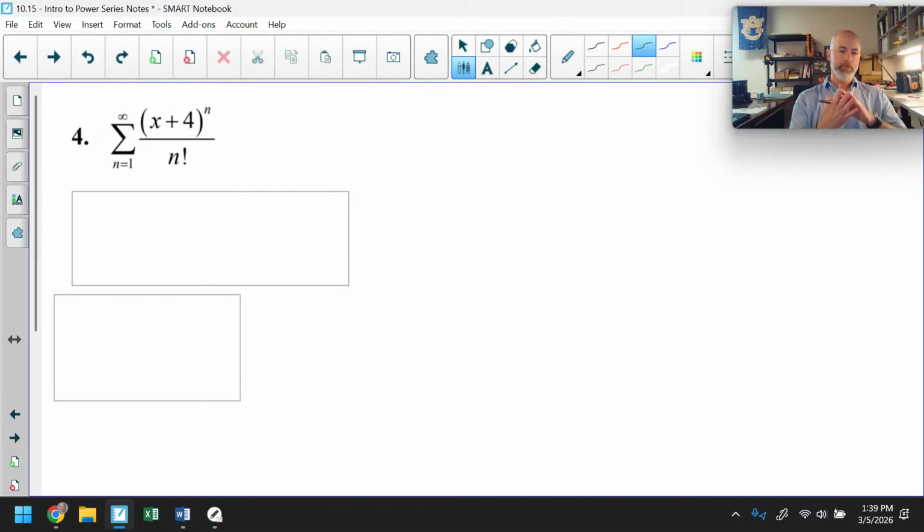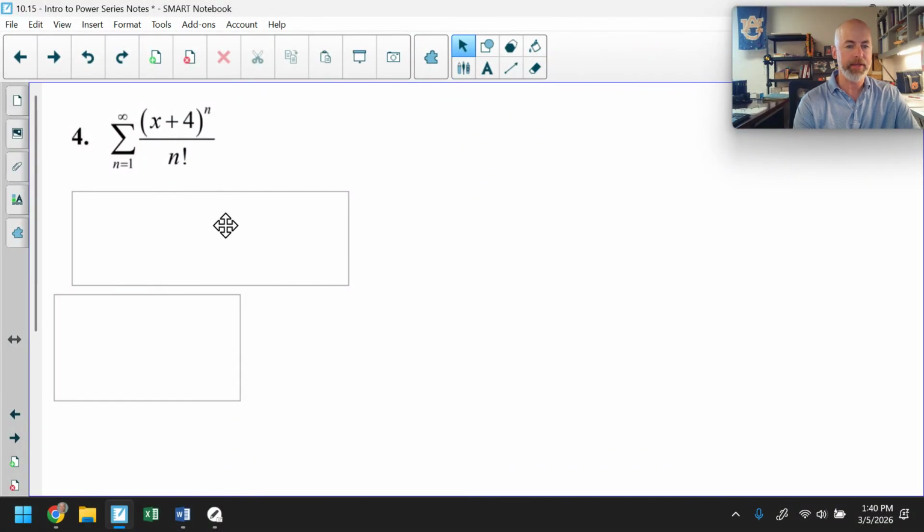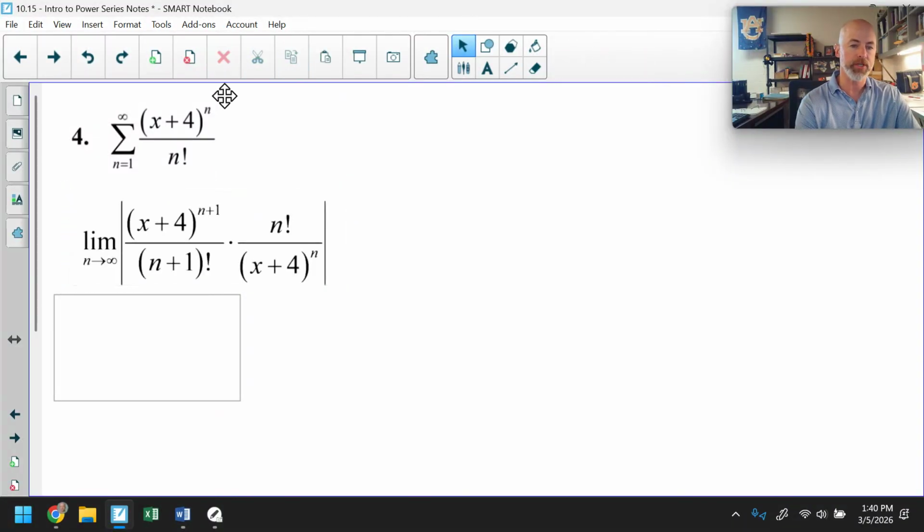Okay, so number 4. Last one that's going to need the ratio test. And again, it's not a geometric series, so I can't go with the geometric ratio. So we set up our limit, the n plus first term times the reciprocal of the nth term, or divided by the nth term. And I'm looking at what can cancel. Let's see, the x plus 4s, I'm going to have 1 x plus 4 remaining in the numerator. The n factorial and the n plus 1 factorial will leave an n plus 1 in the denominator.